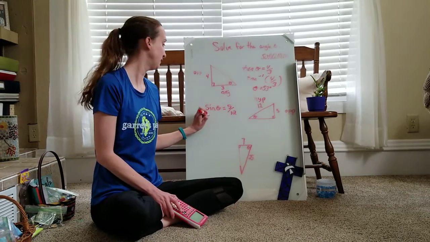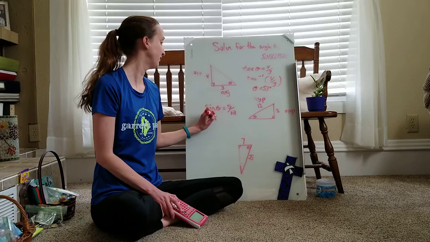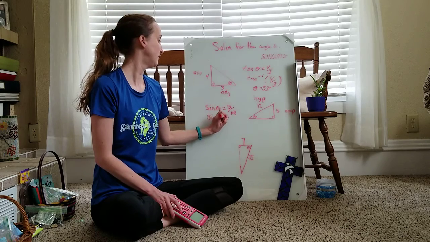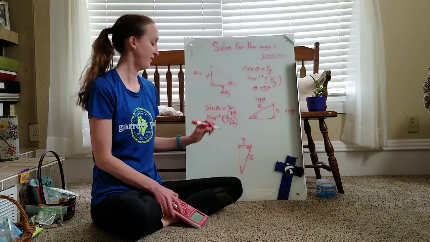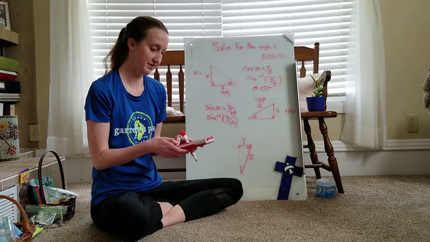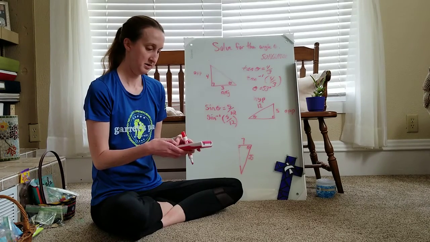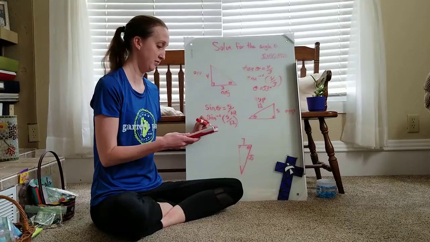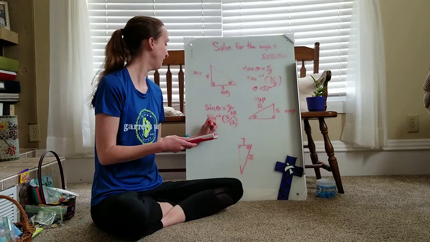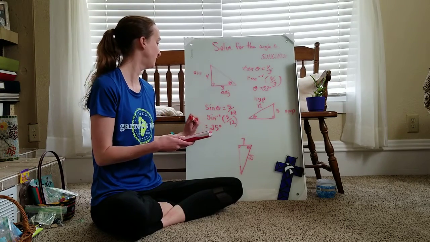Type that in the calculator. You do that second, shift, inverse. Type in 5 divided by 12. This is going to give us the angle. You're still in degree mode. About 25 if I'm rounding up.